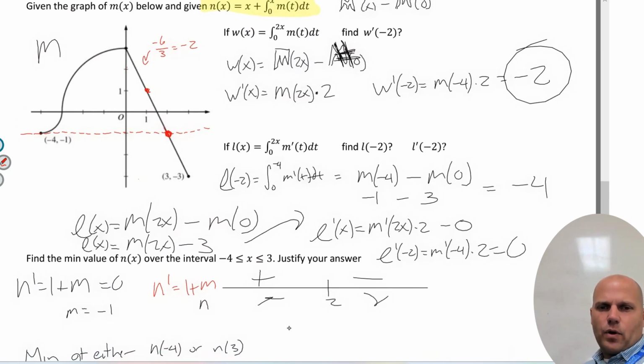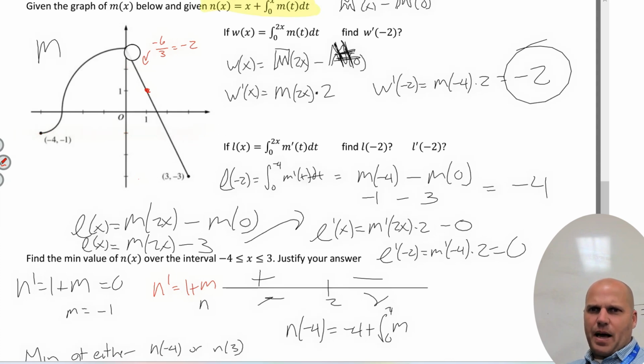So let's find n of -4. It's -4 plus the integral from 0 to -4 of m. Erase this line, forget about it. You could think about accumulating things, but it's going to be complicated. So we could just do this. This is a quarter circle. So this is 1/4 of a pi times 3 squared. So this is 9/4 pi. This is a quarter circle. So this is pi over 4. It's negative. So I'm going to have -4 going backwards. So I'm going to subtract this and add this, which means I will be subtracting 8/4 pi, which is subtracting 2 pi.